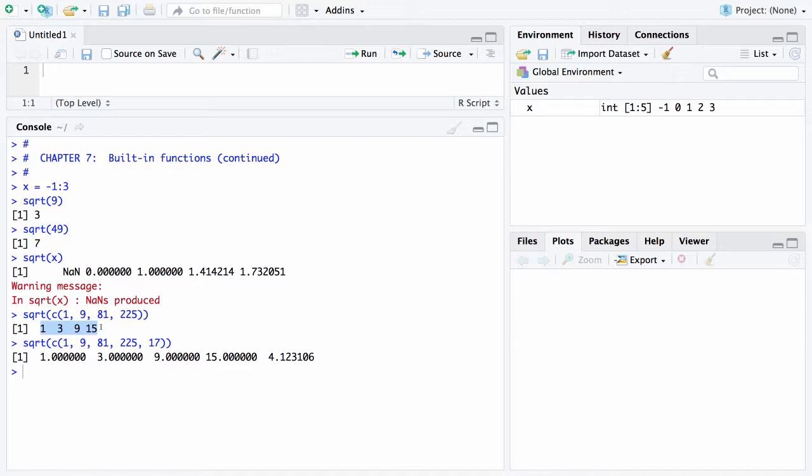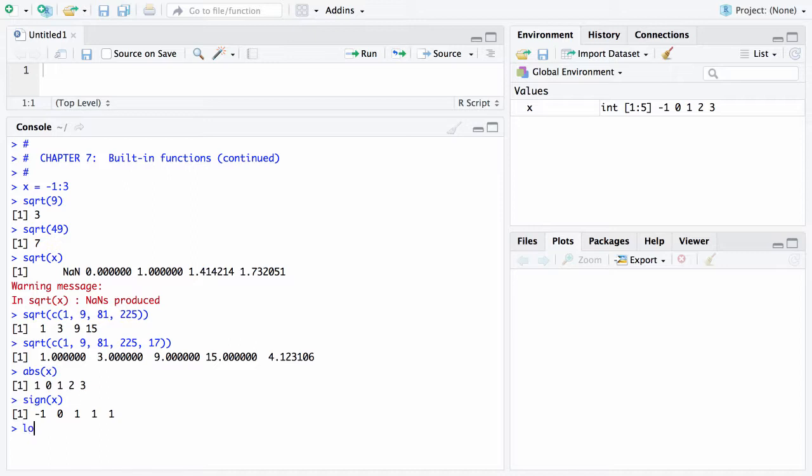Here's a couple more functions. In addition to the square root function, you can say I want the absolute value of x, and in this case there is the absolute value. There's another function called the sign of x, and what this will do is give you a -1 if the sign is negative, a 0 if an element is 0, and a +1 if the sign is positive.